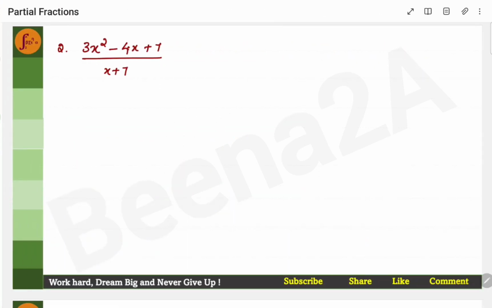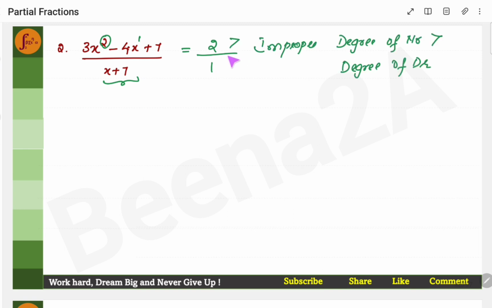Now let's take the second problem. Here again, we'll have to check if it is proper or improper. What is the degree here? The power of x is 2 and here the power of x is 1. What is the highest power? It is 2. Similarly, for the denominator, the power is 1. So this is an improper fraction because the degree of the numerator is greater than the degree of the denominator. Therefore, we'll use the division method.